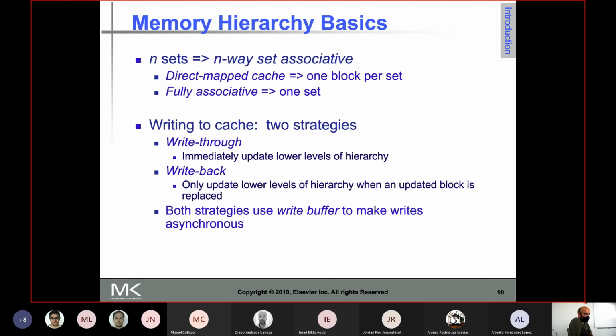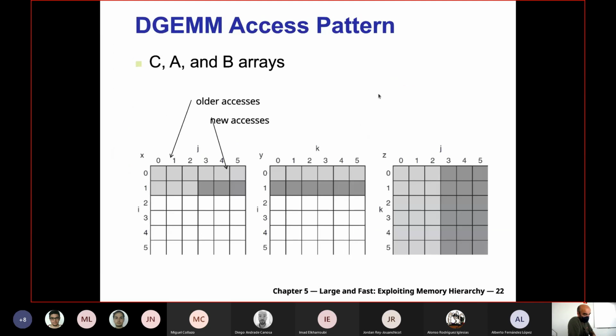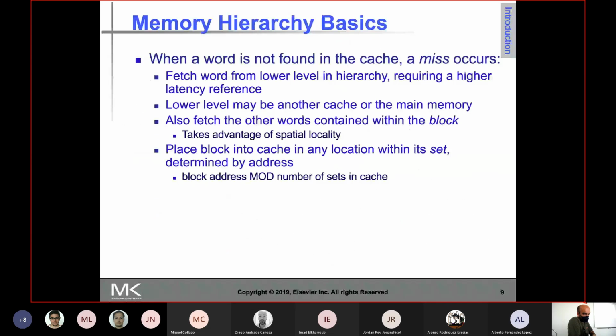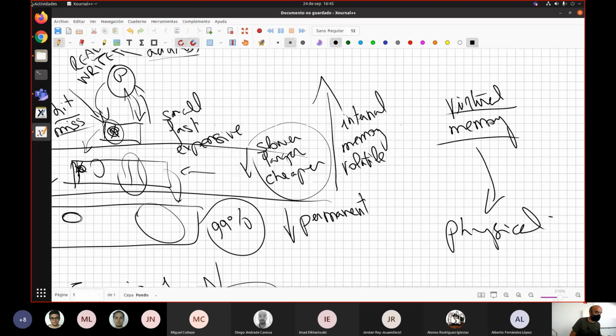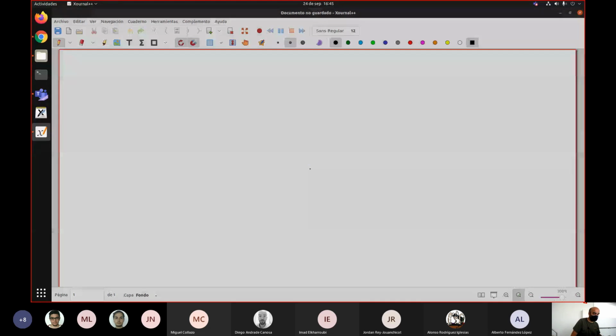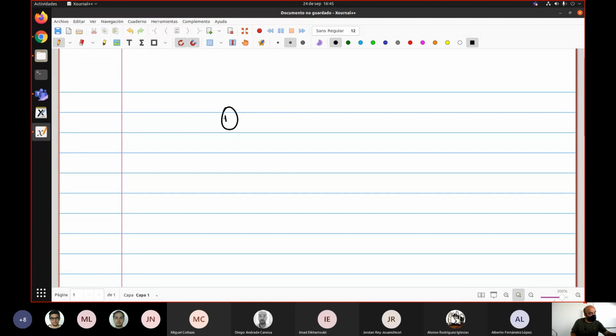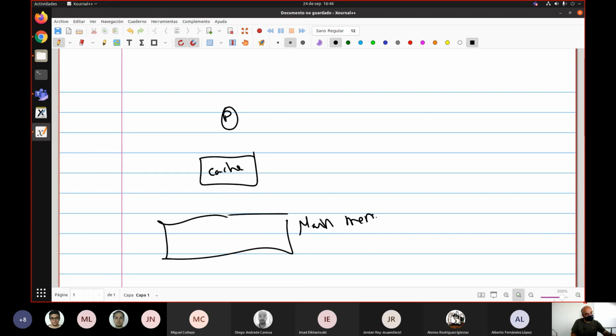Okay, so regarding the writing of the cache, this is the first problem that we are going to solve. So let's simplify things. I have the processor, I have the cache, and I have the main memory. So I have the information that I'm going to write. I have a copy in the cache and a copy in the main memory.